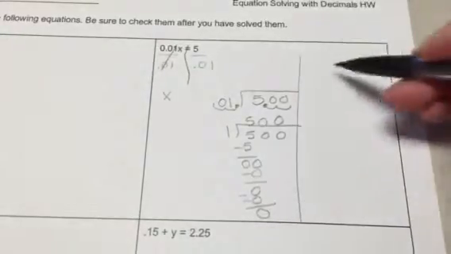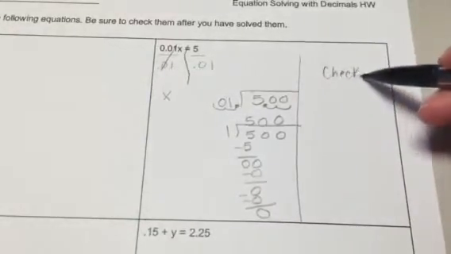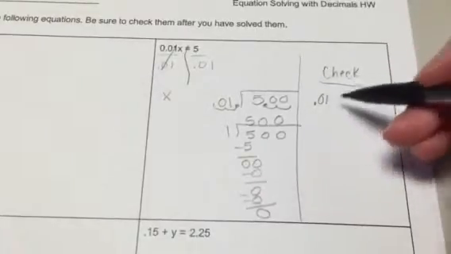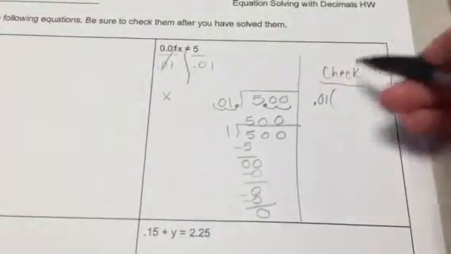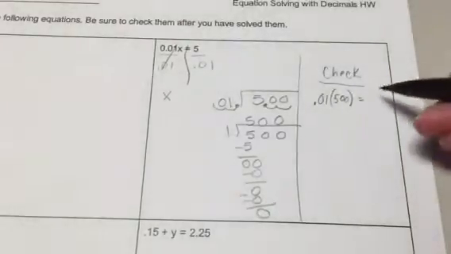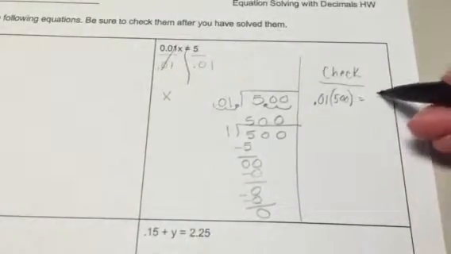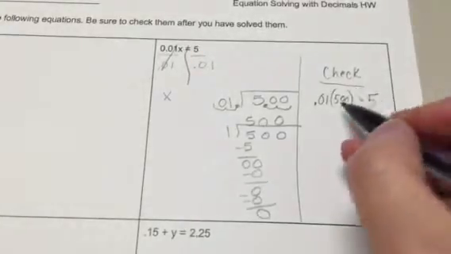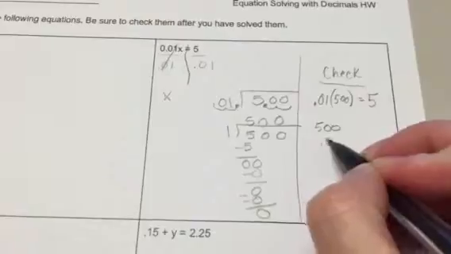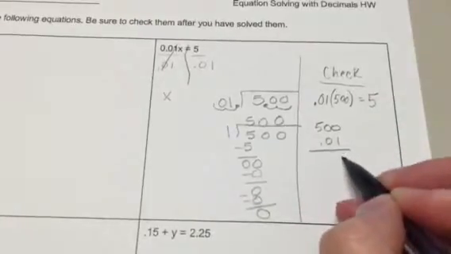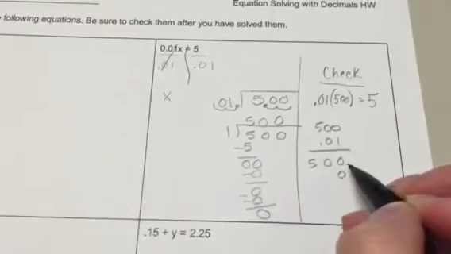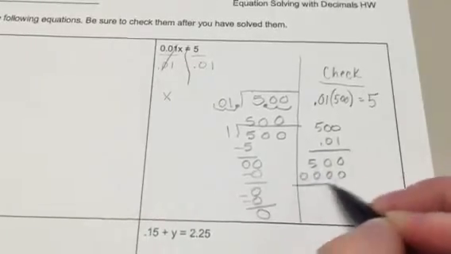To do my check, I'm going to do that over here to the side. I'm going to rewrite 0.01. I'm going to substitute in my answer, which is 500. And when I multiply those together, I should get 5. Well, I'm going to stack these. 500 times 0.01 would be 005. I could bring down a 0 and do 000.